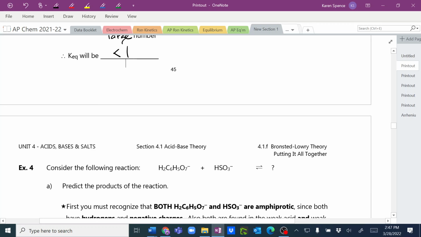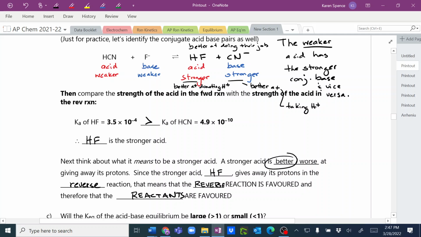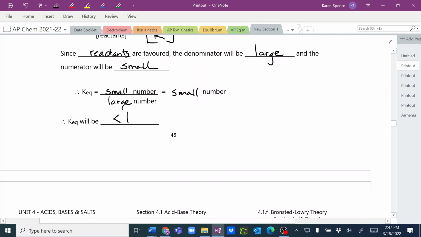I wonder if I wrote this. Was I clever? No. So I'm actually going to write this down now. What do you notice about the stronger acid and the stronger base? Where are they? They are on the same side. They will always be on the same side, okay? So the stronger acid and base will always be on the same side.